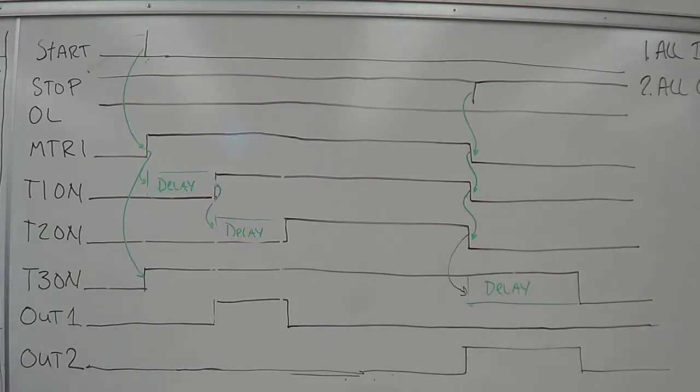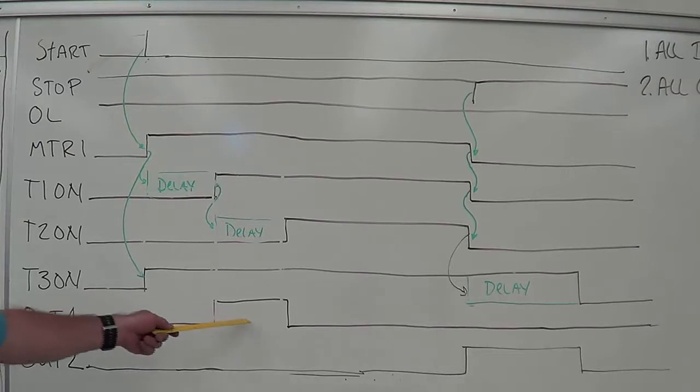So with series combinations of normally open and normally closed contacts, you can come up with all kinds of timing combinations to meet what we have here. You guys have any questions so far? We're doing okay?